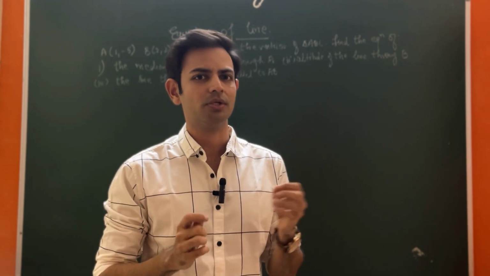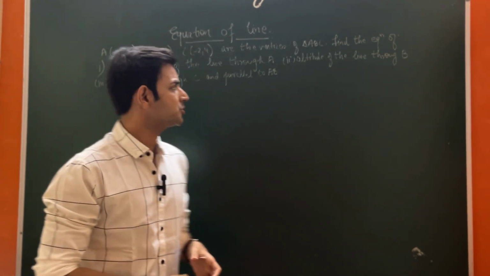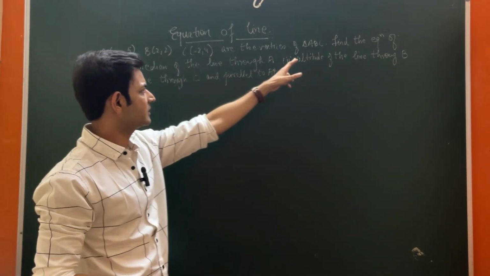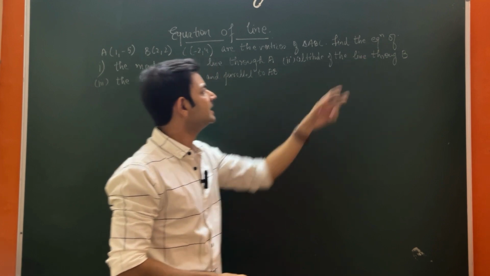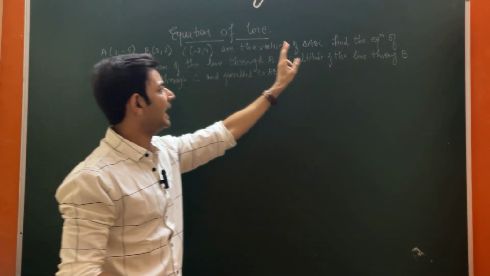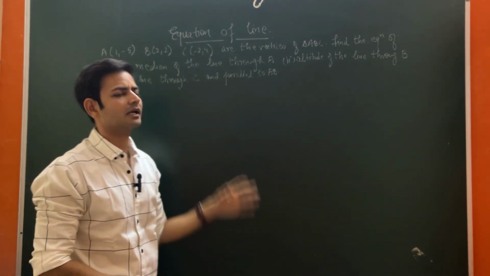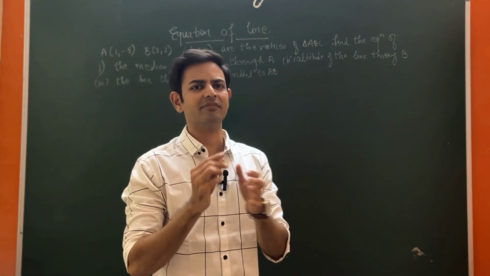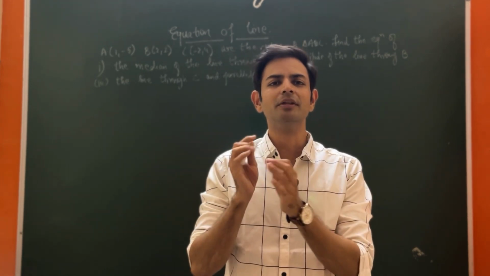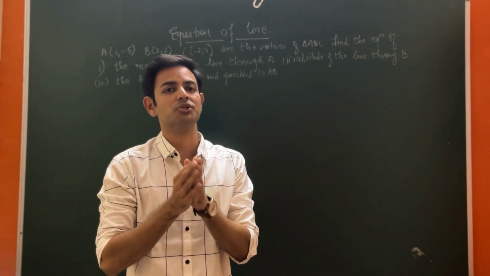Now this question will cover almost all the concepts that we have learned so far. The question is, A, B and C are the vertices of the triangle ABC. Find the equation of the median of the line through A, altitude of the line through B and the line through C which is parallel to AB. Now always whenever you are doing coordinate geometry, first try to draw the figure. When you draw the figure, you start understanding the question better.